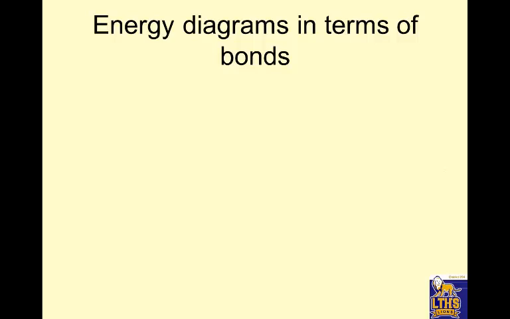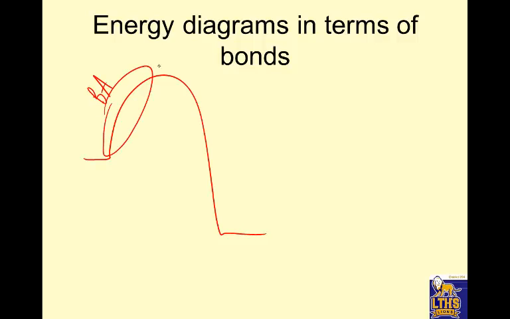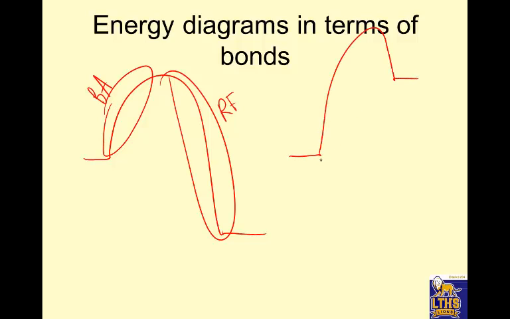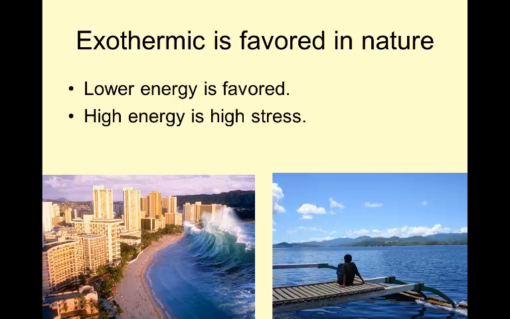Energy diagram in terms of bonds. So we could have two. We always have to go uphill first. That's the B A: breaking bonds absorbs energy. And this is the releasing energy when new bonds form. This is exothermic because the release is more than the absorb. Here the absorb is more than the release, so that's going to be endothermic. But you always have to go uphill then downhill. Uphill first.